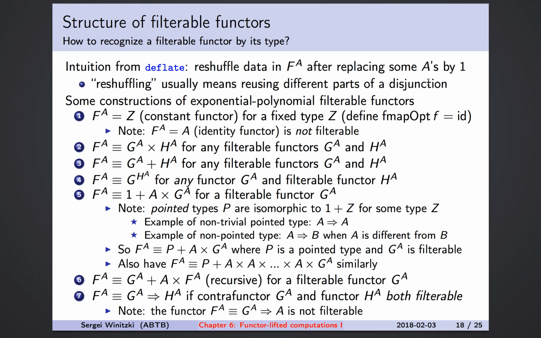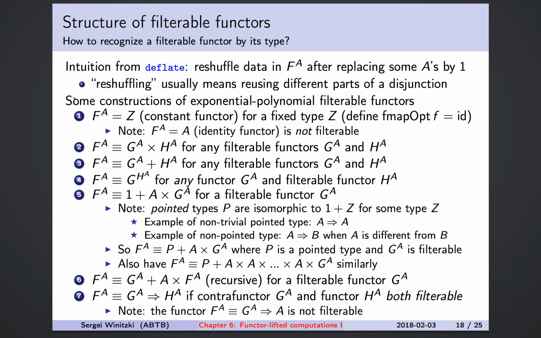Therefore we can try to reason about it: look at the type and substitute 1 plus A instead of A in the type, and see if you can reshuffle the results to get FA again. If you cannot, it means you cannot implement deflate. I showed you examples of that, some simple ones, and then it's not filterable. But if you can, then you can look further at how you want to make it filterable, especially for your particular requirements of your application.